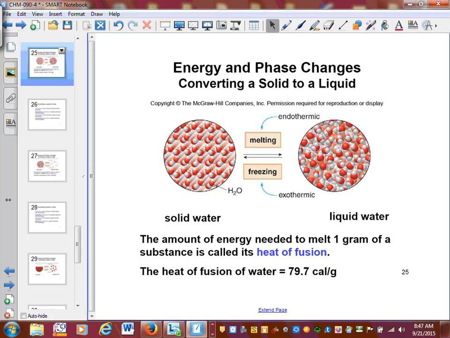The amount of energy needed to melt 1 gram of a substance, remember we had specific heat, is called the heat of fusion. So the heat of fusion of water is 79.7 calories per gram. So to melt 1 gram of water, you need 79.7 calories.